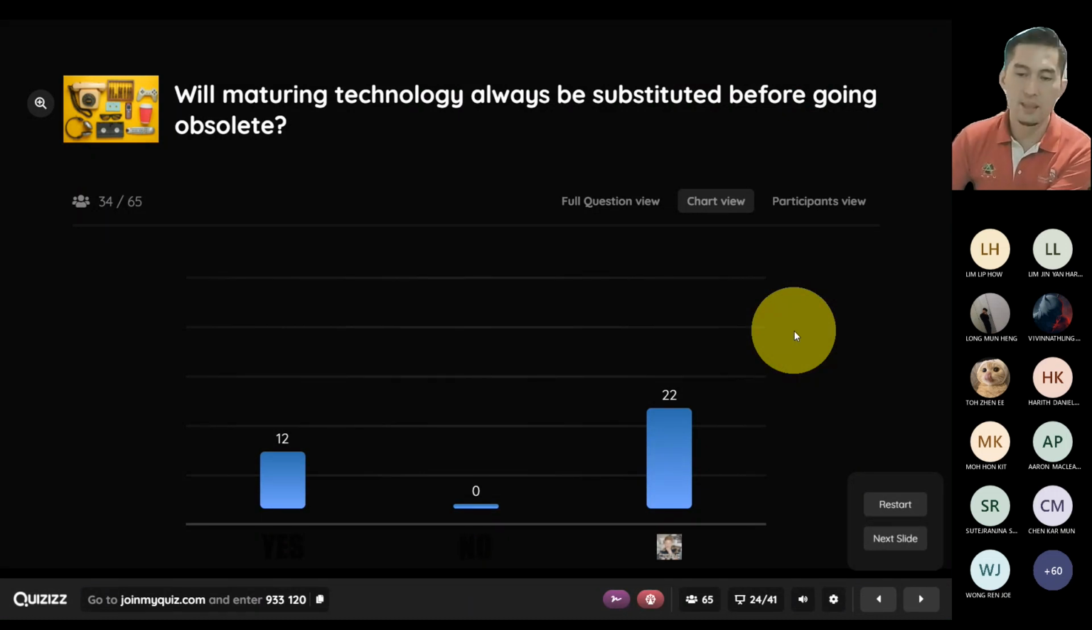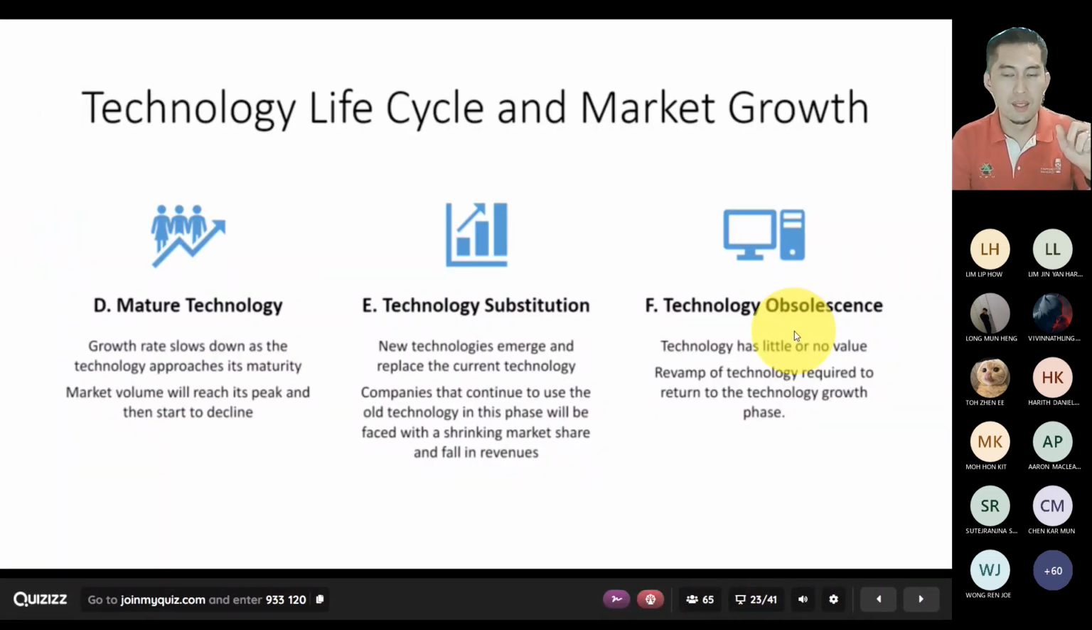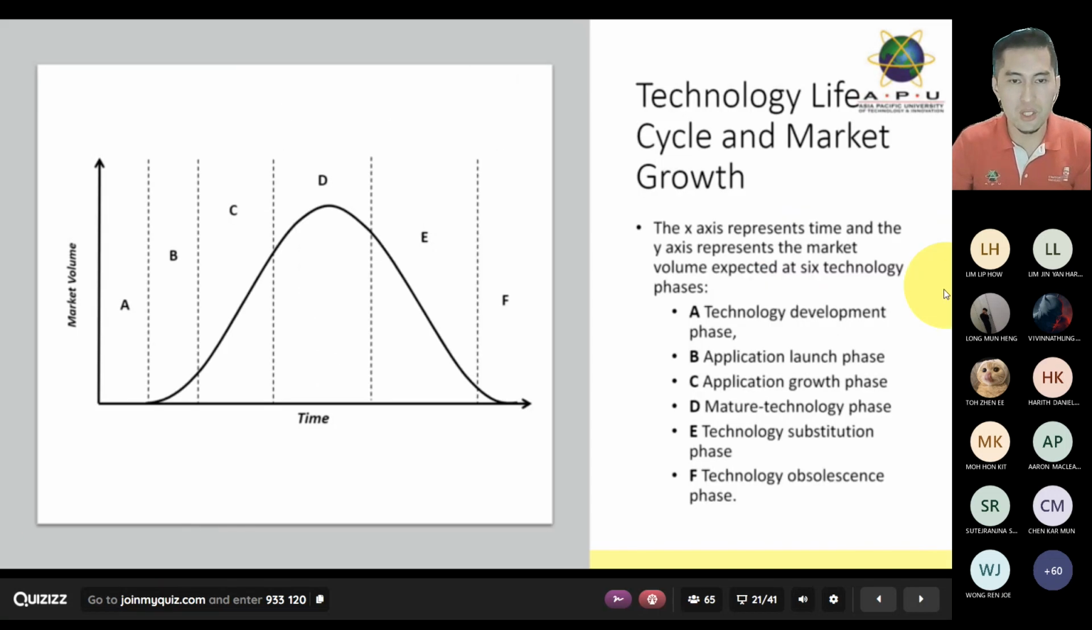So 12 of you said yes, 22 of you said it depends. All right. So the answer here is that there have been technologies that, when they reach this phase, don't necessarily get substituted, they just go straight into obsolescence. Which means there is no substitution needed and they basically go straight out of the market.